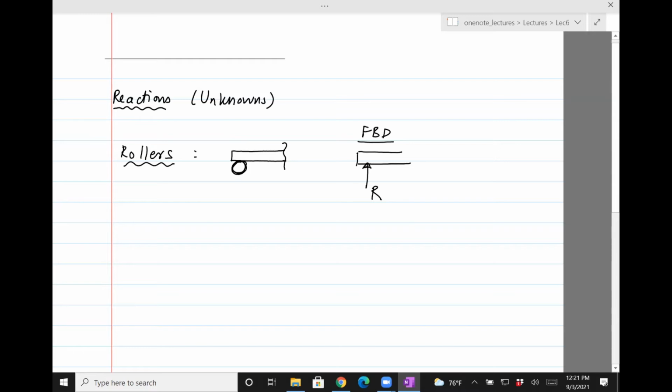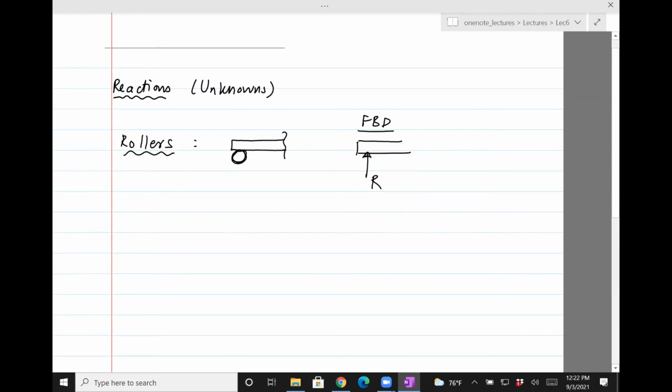What it means is, if something is rolling, it can only transmit forces in the vertical direction. It cannot transmit forces in the horizontal direction because it's free to move in that direction. The example is the wheel: you can move it in the forward and back direction because it's not resisting anything in that direction. So the force in the horizontal direction is zero, but it is resisting motion in the y direction. That's why you put R, and that's not equal to zero.